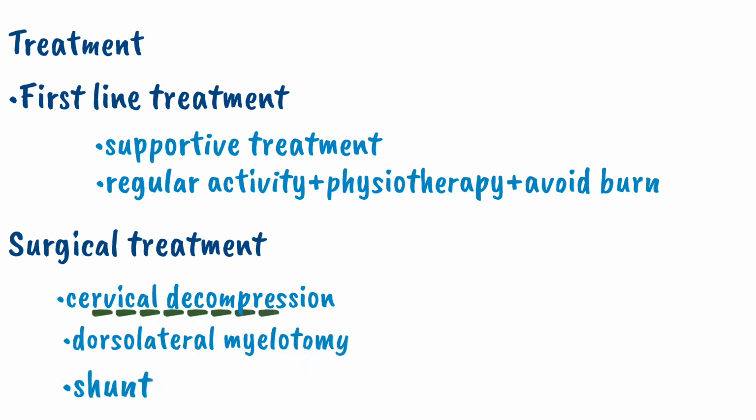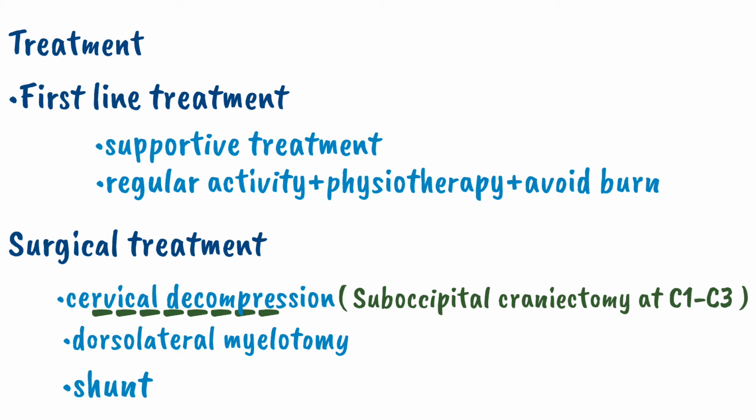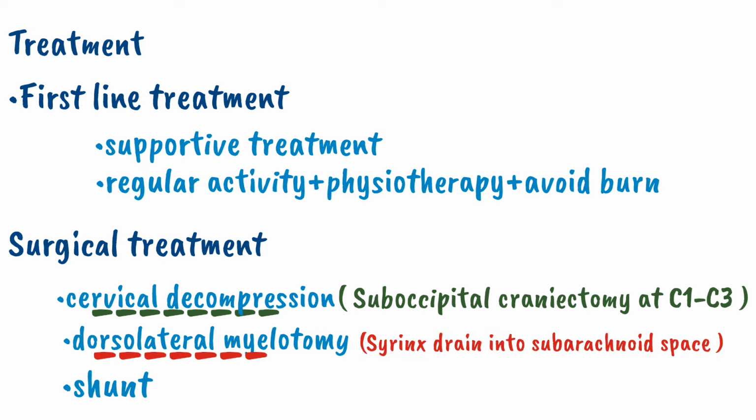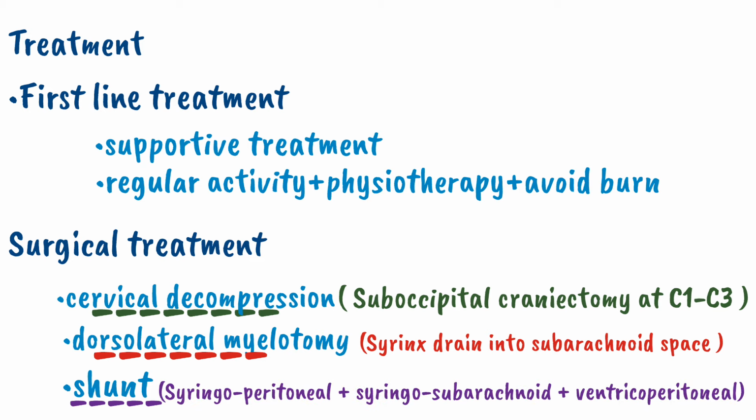In cervical decompression, there will be a suboccipital craniectomy at the C1 to C3 level along with laminectomy and duroplasty. In the dorsolateral myelotomy, the syrinx is drained into the subarachnoid space, and this is usually performed after decompression. And the third one, shunt. There are different shunts which we can perform to drain the syrinx, such as the syringoperitoneal shunt, the syringo-subarachnoid shunt and the ventriculoperitoneal shunt.